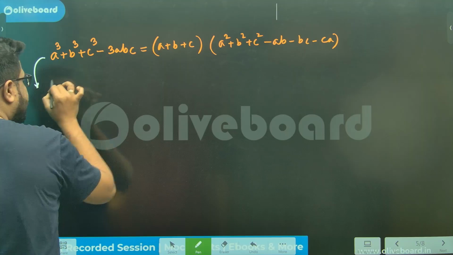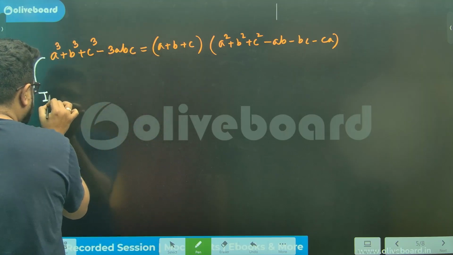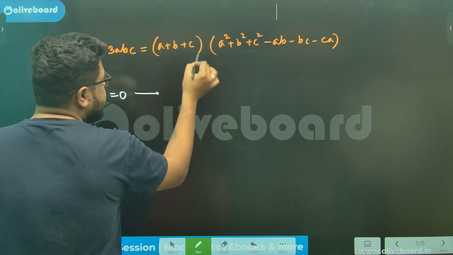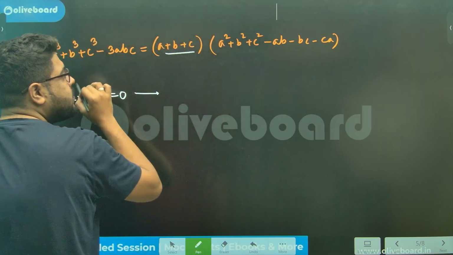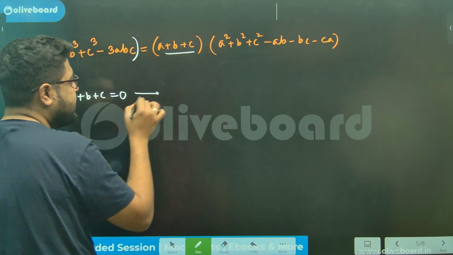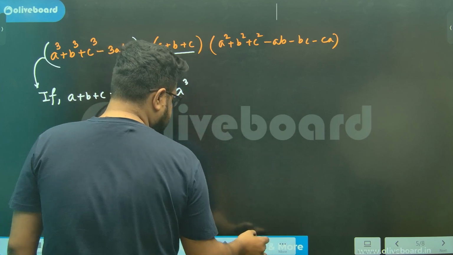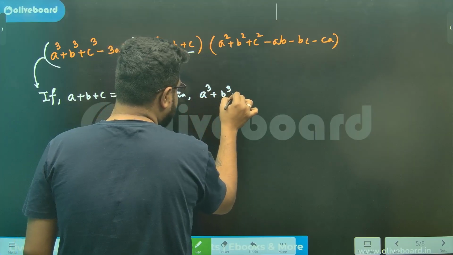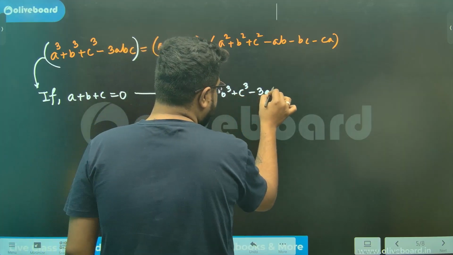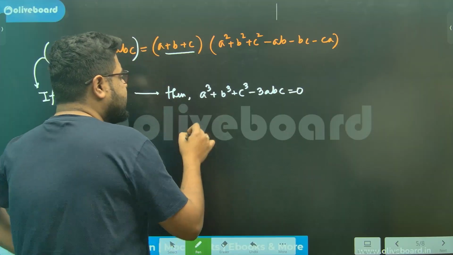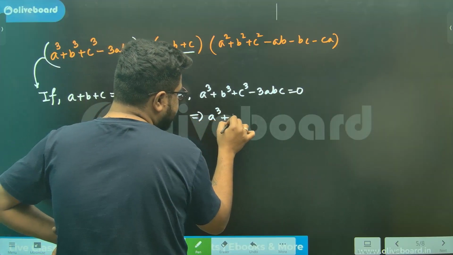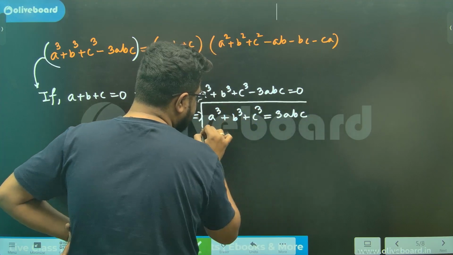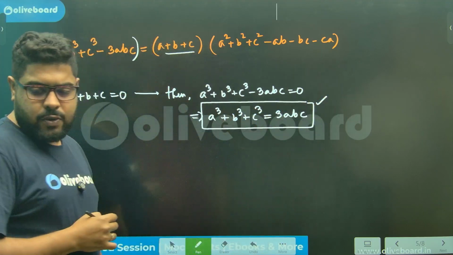So from this formula, we can draw a few conclusions. The most important one: if a plus b plus c is equal to 0, then this is 0. 0 into anything is 0, so this whole thing will also become 0. The conclusion is then a cube plus b cube plus c cube minus thrice of abc is also 0. Or you can say a cube plus b cube plus c cube will be equal to thrice of abc. This is one thing you can do always.